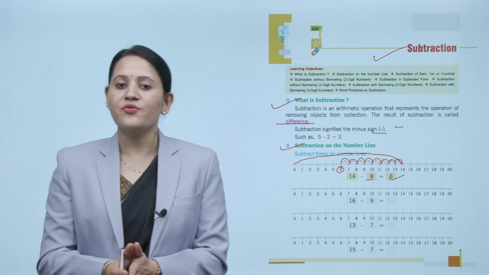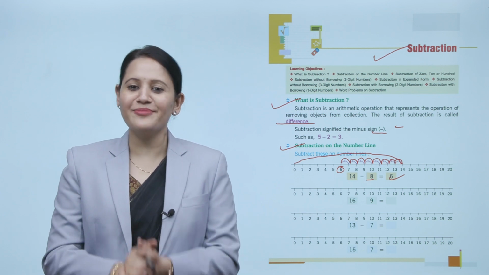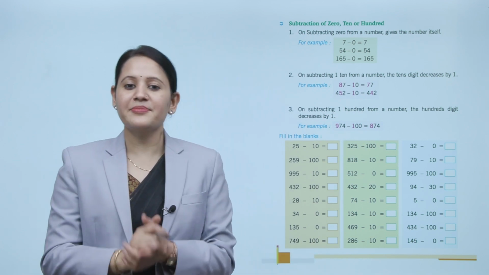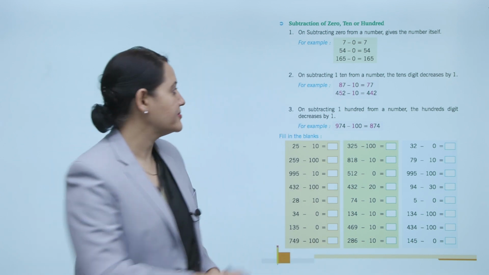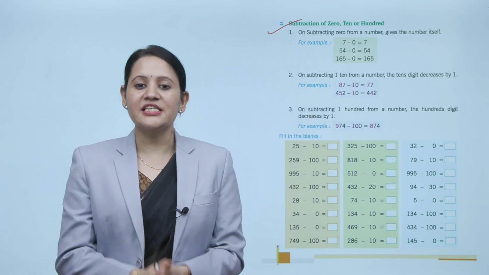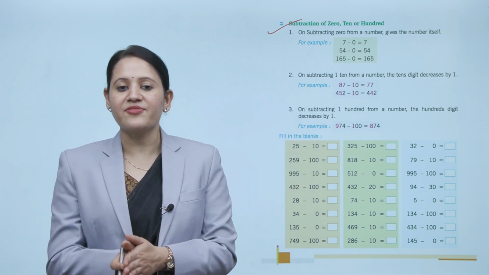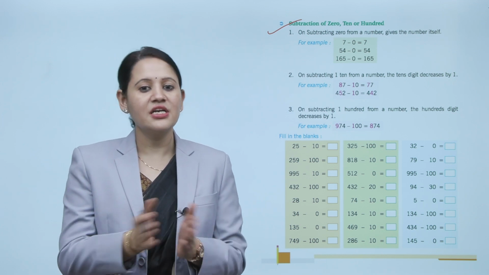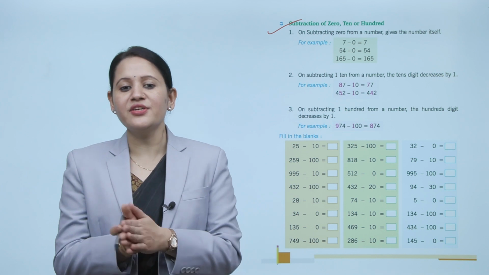So this way we will subtract the numbers on the number line. Next, subtraction of 0, 10 and 100. On subtracting 0 from a number, we get the number itself. Any number from which we subtract 0, we'll get the same number. 7 minus 0 is 7. 54 minus 0 is 54.